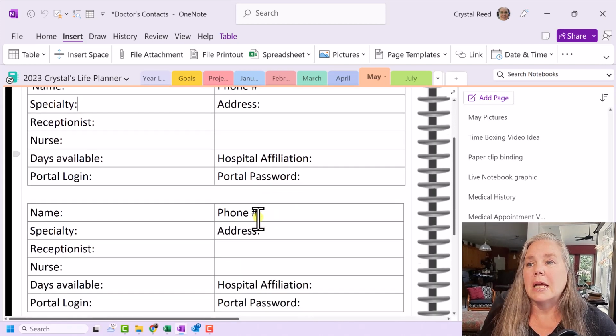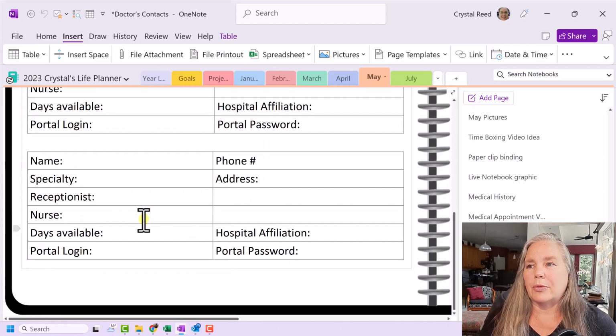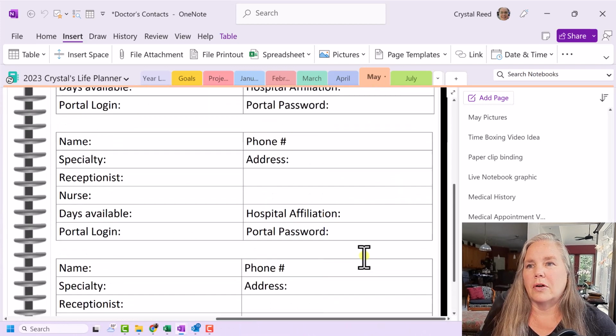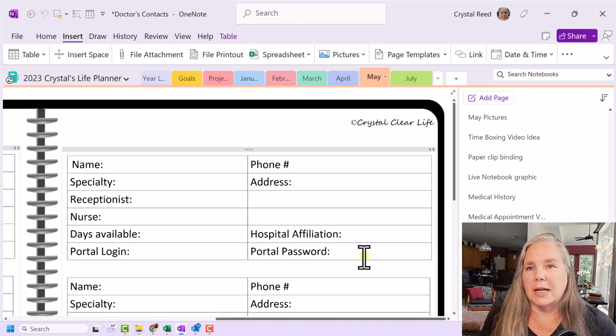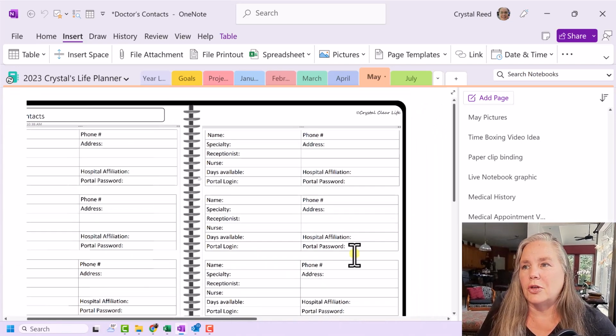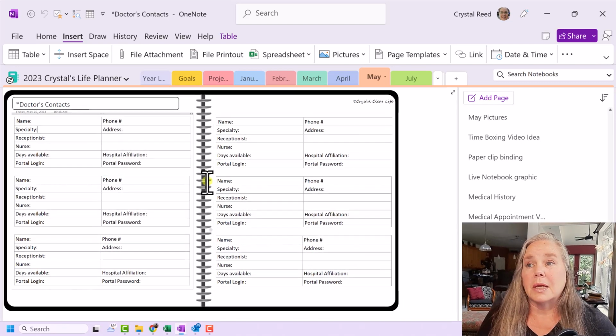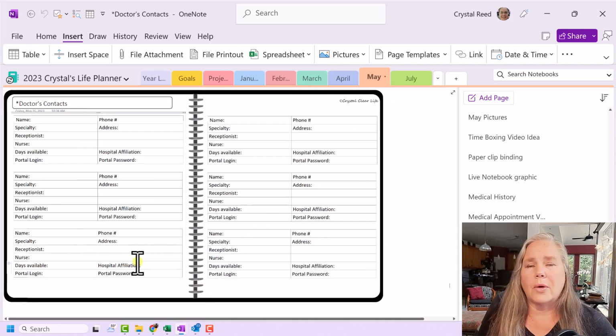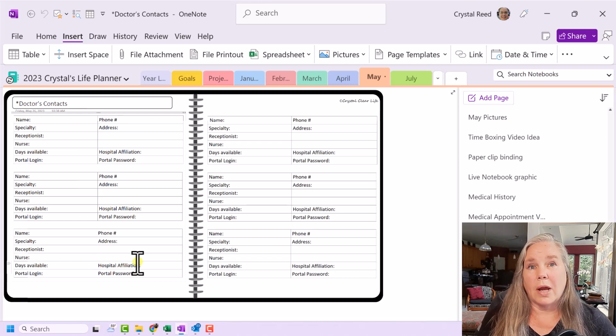Okay. All right. Now you see I have 1, 2, 3 on one side of the page, and then 4, 5, and 6 on the other side of the page. So as I scroll back out, you can see that I have 6 doctors' contacts on this one page. If that is not enough, certainly you could duplicate this entire page and put it right beside the page that you have. Okay, so I thought that having a doctor's contact page in my medical or health and wellness notebook would be a very good idea.